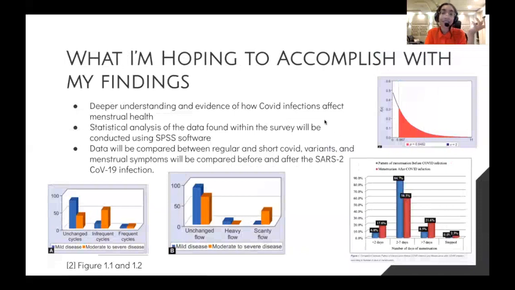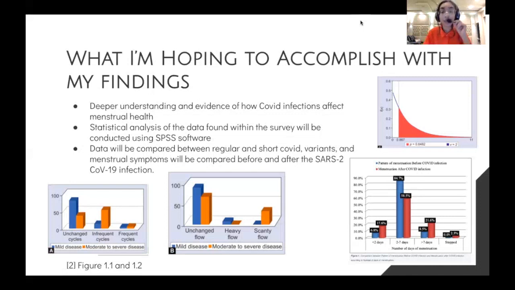Now, while my research is still underway, what I'm hoping to accomplish with my findings is to have a deeper understanding, or at the very least, just simply evidence, if not conceptual understanding, evidence of statistics about how the COVID-19 infection is affecting certain aspects of menstrual health. These include, of course, PMS symptoms, any dysmenorrhea that is associated with pre-existing gynecological conditions, and the length and duration of menstrual cycles, as well as any clotting or amenorrhea that may be occurring.